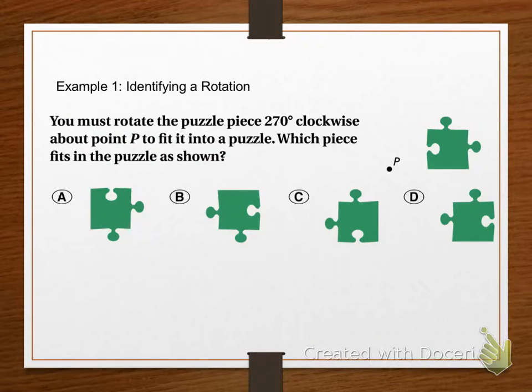So now identifying a rotation. It says here that we must rotate the puzzle piece 270 degrees clockwise around point P, which is right there, to fit into a puzzle. Which piece fits in the puzzle as shown? So which one is this rotated 270 degrees?